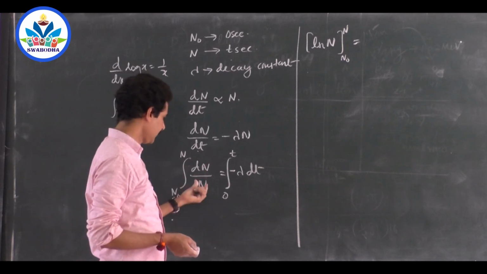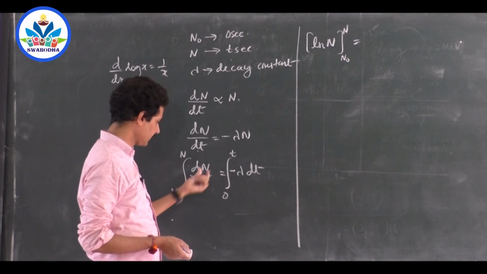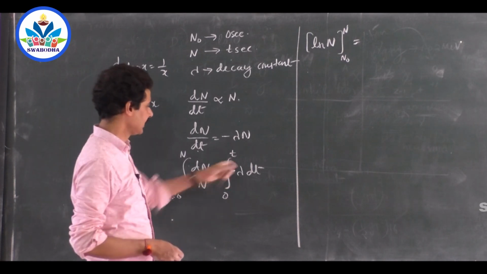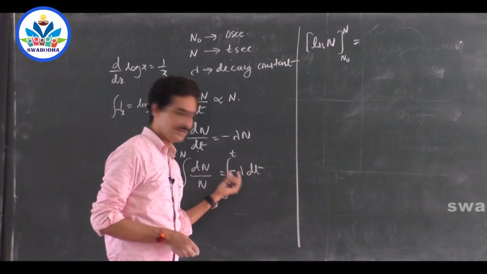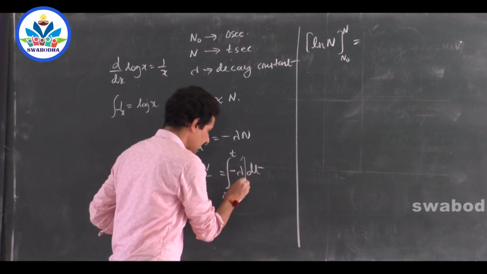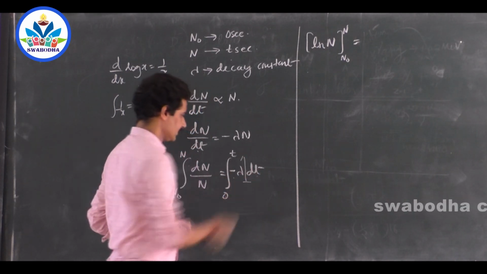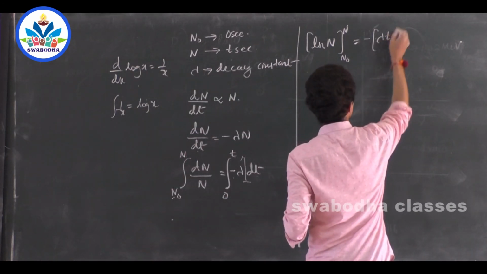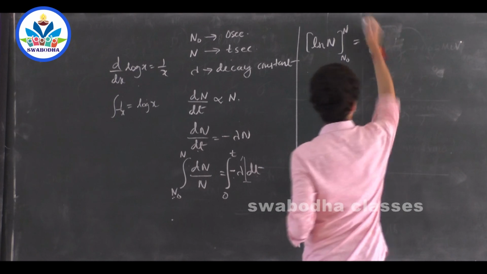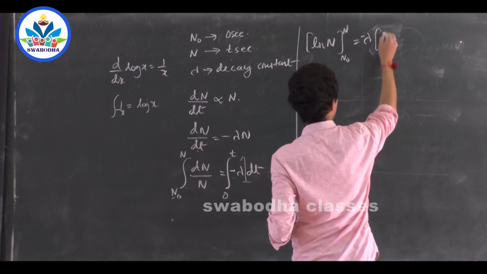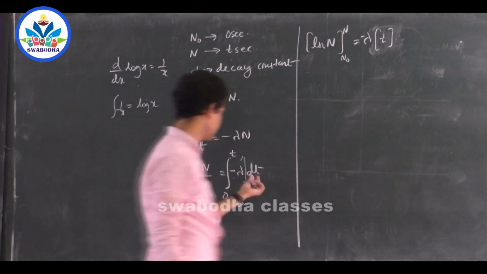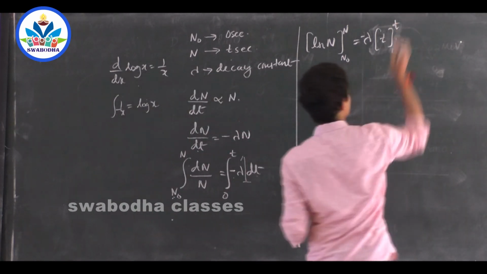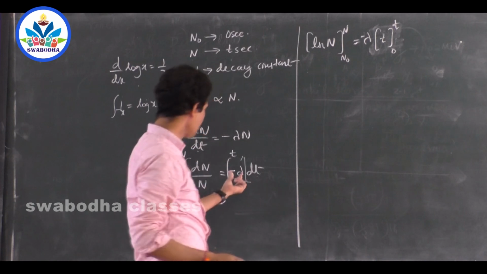So dn by n, 1 by n integrated with respect to dn is ln n, that I have written. Limits n naught to n. What is the integration of lambda? Lambda is a constant. So you have lambda into 1 into dt. So what is this? Minus lambda t. Of course, I can write lambda outside because it is a constant. Minus lambda, integration of 1 with respect to time is t, limits 0 to t. Correct? So these are all constants.